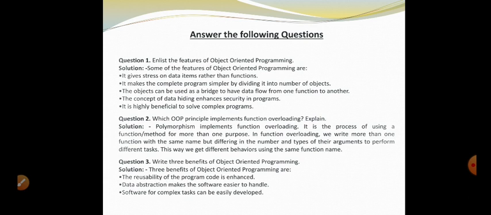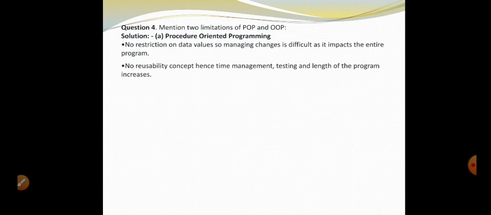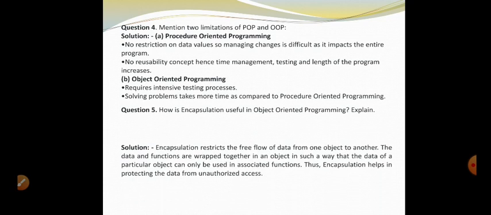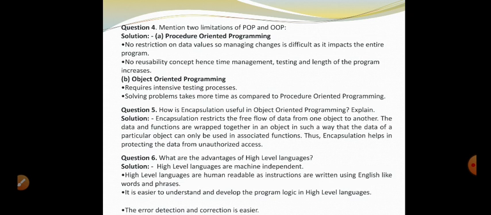Next question. Mention two limitations of POP and OOP. POP means procedure-oriented programming and OOP means object-oriented programming. Now the limitations of POP: no restrictions on data values, so managing changes is difficult as it impacts the entire program. No reusability concept, hence time management, testing and length of the program increase. These are the two limitations of POP.